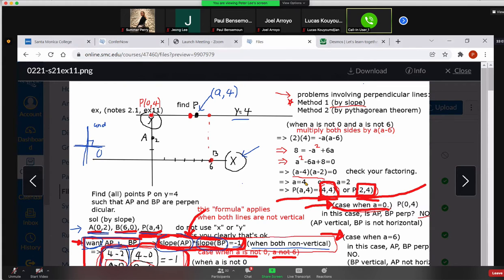Okay, there you go. The slope of BP is this guy right here, (4 minus 0) over (A minus 6). That's what we get right there. Does everybody see? Any questions up to this point? Is everybody following me here? Does everybody get up to this point right here?